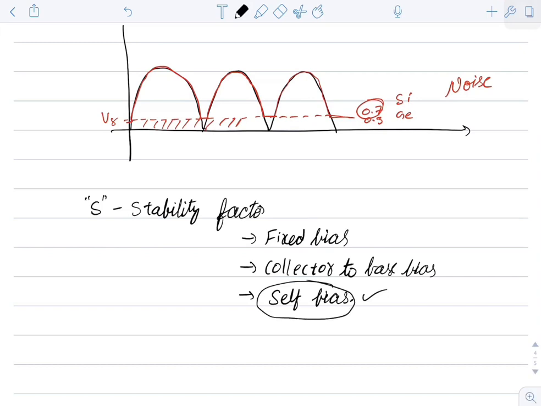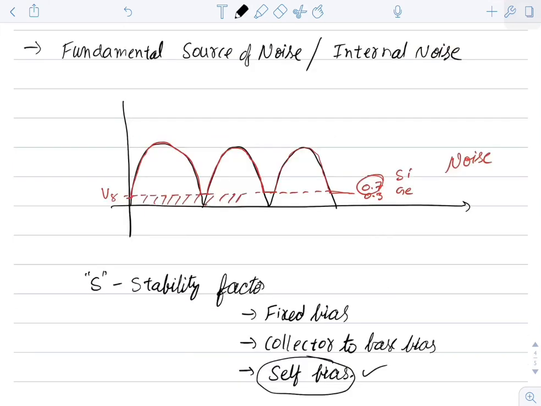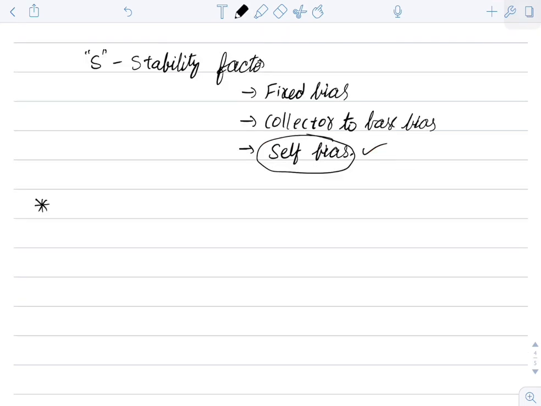Now if you have to design an amplifier, you will definitely use a self bias network instead of the above two networks. As a result, you can reduce the noise which is developed internally due to the lack of stability. That means proper designing will give you good stability. Good stability will give you less internal noise. So therefore I can conclude internal noise can be reduced by properly designing the circuit.